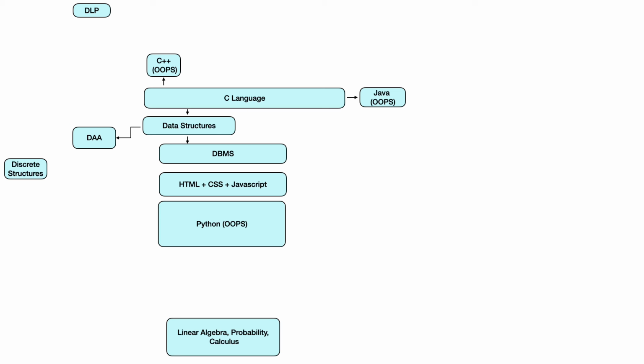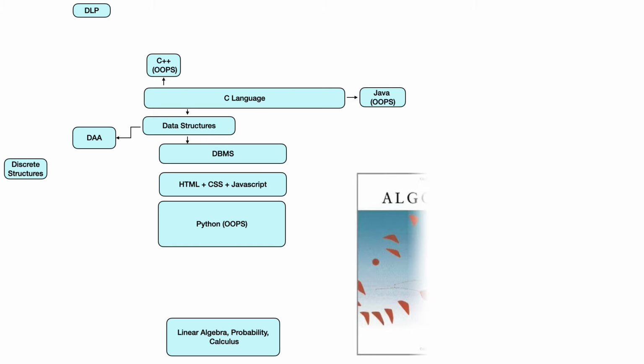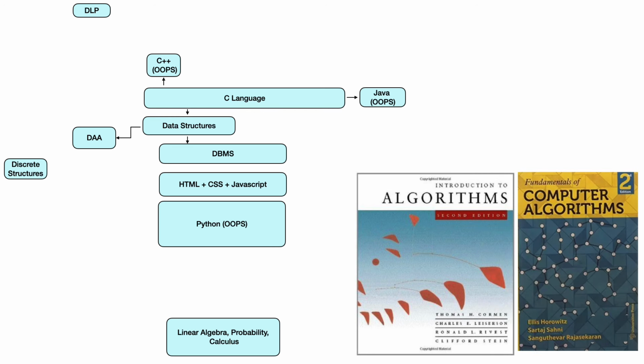And so these are the concepts which we study in the algorithmic course, and this is more of a theoretical mathematical analysis of what is the time complexity of each algorithm. And usually we also study space complexity for each of those algorithms. So some of the books are given here: Introduction to Algorithms and Computer Algorithms by Ellis Horowitz.